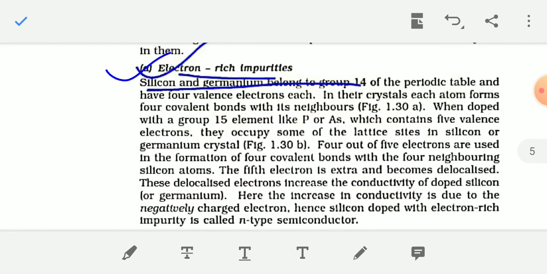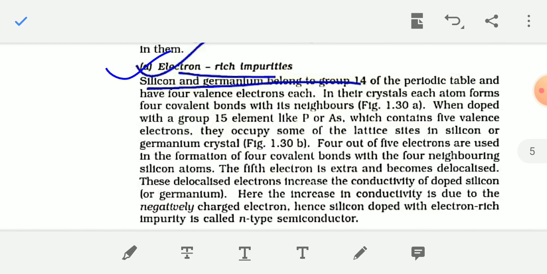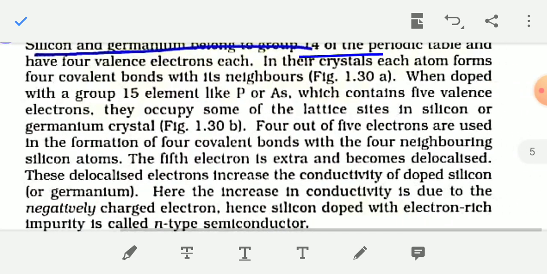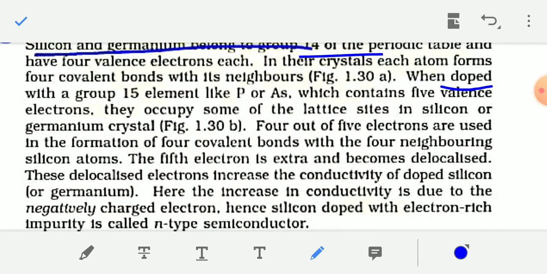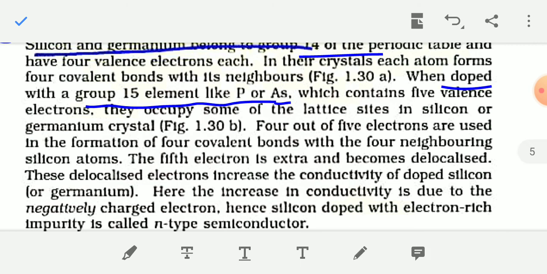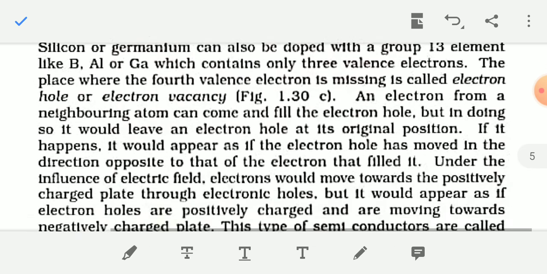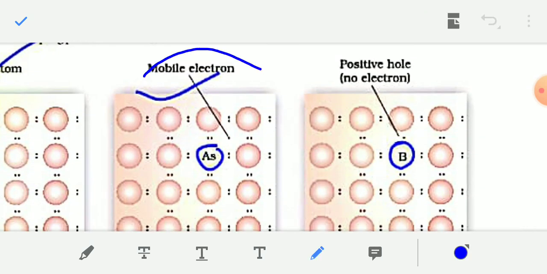Pure semiconductors, that is silicon, germanium, are group 14 elements. If you dope pure silicon or germanium with group 15 elements like phosphorus, arsenic, you know, group 15 elements have 5 valence electrons, then you will get n-type semiconductor. N means negative, negative means electrons. In n-type semiconductor there will be extra free electrons.